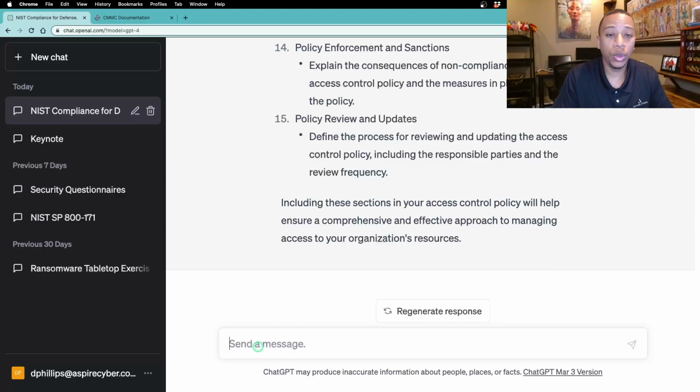And then the next thing you could do is prompt ChatGPT to actually create an access control policy for you. Now that would just be a template and you'll still need to customize it to your organization, but ChatGPT can assist with that as well. But don't take my word for it. Let's see it in action.